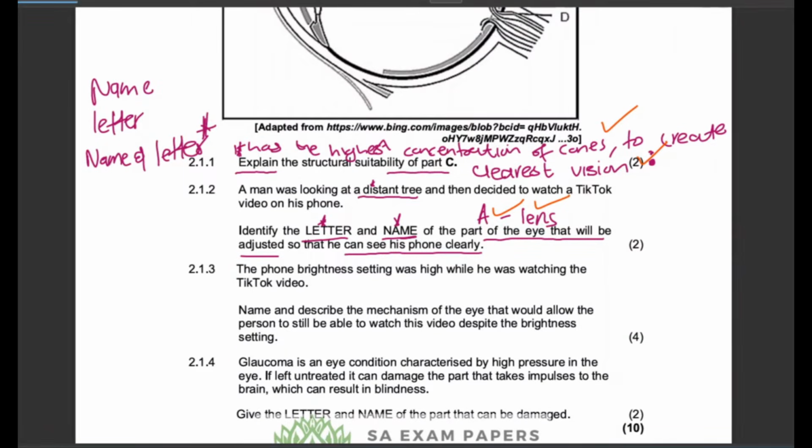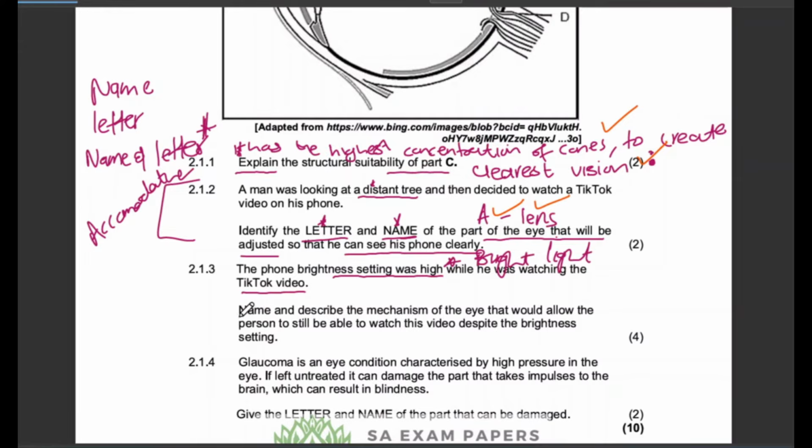2.1.3. The phone brightness. I love this question. Remember here we were speaking about accommodation. Right, let's read this question. The phone brightness setting was high while he was watching the TikTok video. So the man is now watching a video on his phone, a TikTok video, and the phone brightness was high. Bright light. What is this giving us? It's giving us bright light information, right?